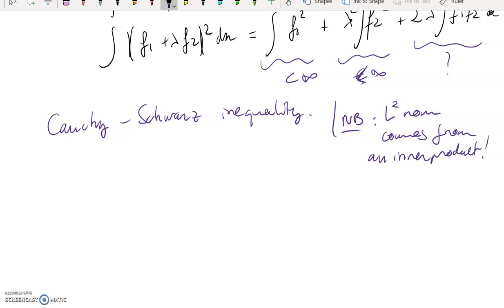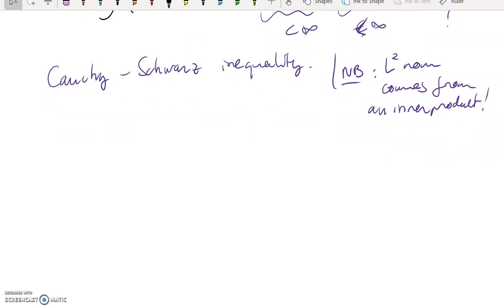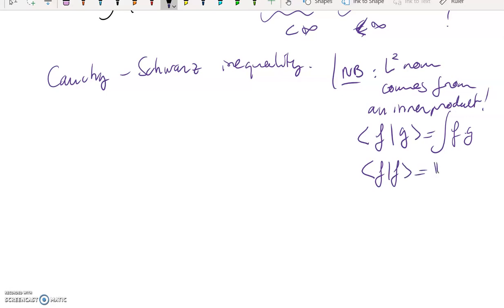Indeed, you've shown this several times last year, I'm pretty sure: if you write that the inner product between f and g is going to be the integral of f times g, remember that one? That's an inner product, so that now we have the inner product of f with itself. That should be the norm of f squared, and that's just going to be this one that we've already described.